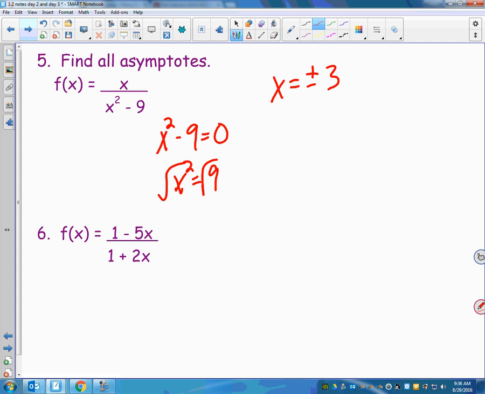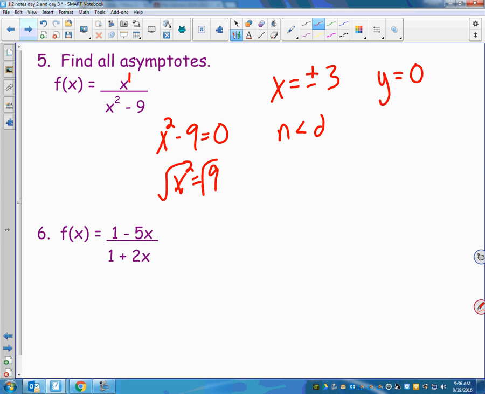So far, so good. Horizontal asymptotes, there's no work to really do. You have to memorize those rules about the degree of the numerator and the degree of the denominator. So on this one, the numerator just has an exponent of 1, the denominator has an exponent of 2. So we could say the numerator degree is less than the denominator degree. So what does that mean for my horizontal asymptote? It's y equals 0. So don't just say 0, y equals 0.